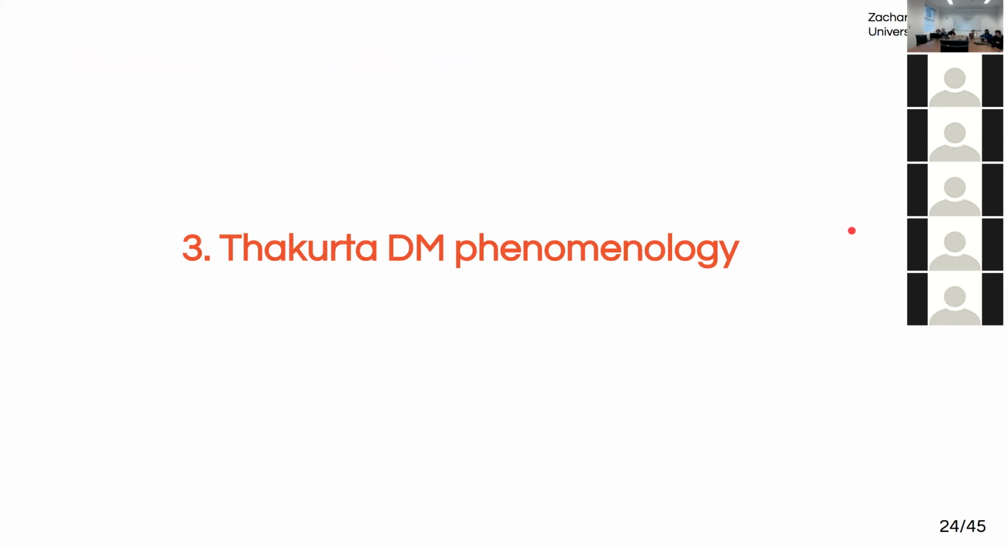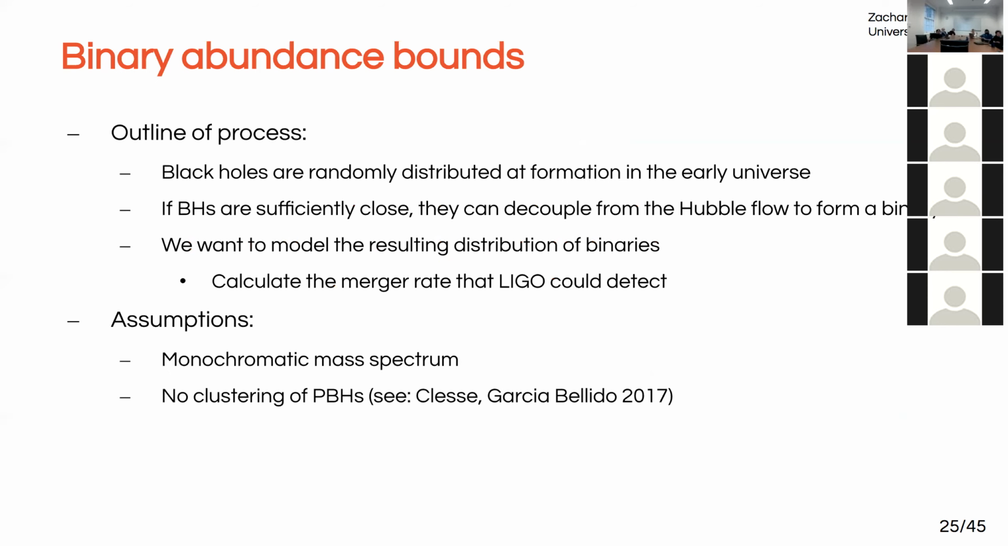So let's look at the phenomenology of these black holes. The first thing I want to look at are these LIGO bounds, these binary abundance bounds: black holes form binaries very efficiently in the early universe, and so LIGO should detect heaps of signals, which they don't. The idea is that when black holes form, they're randomly distributed in the early universe. If any two of them are sufficiently close, they'll decouple from the Hubble flow and form a binary, and then we want to model the resulting distribution of binaries. And then you can figure out what the LIGO detection rate should be.